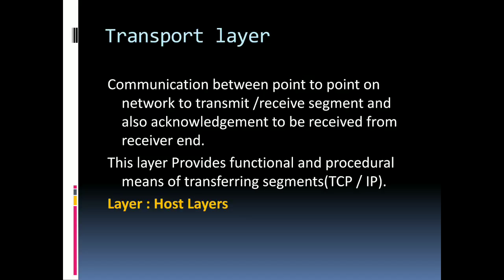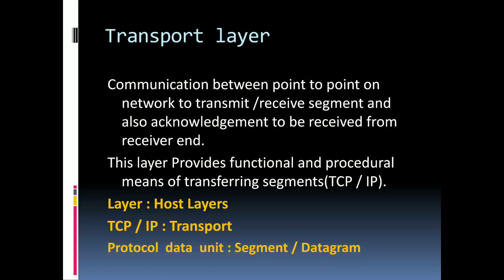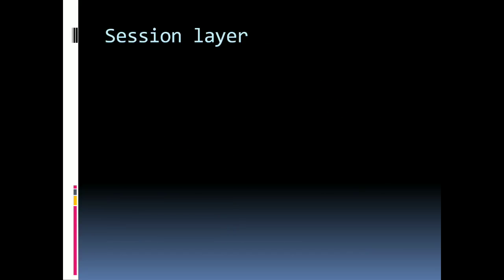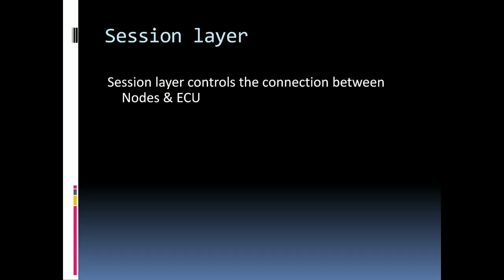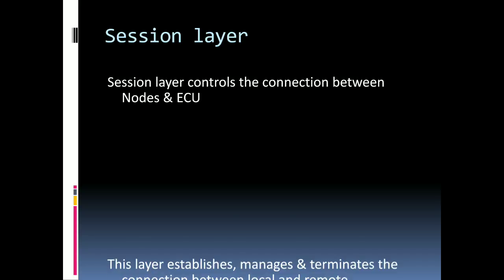So the first four are completed in the media layer, and after that, these last three are the host layers. The transport layer's main protocol is transport. It transports one segment to another segment, which in pure computer concepts we can also call a datagram. Then the session layer. The session layer controls the communication between nodes and ECUs.